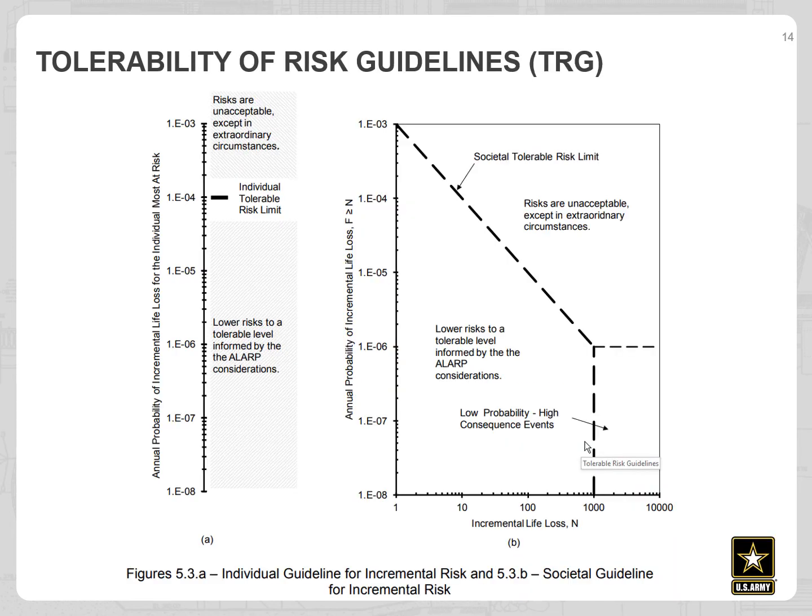Here's a visual example of the tolerability of risk guidelines. On the left are the guidelines associated with individual risk. Individual risk is calculated as the risk associated with the individual who is most at risk of losing their life due to the flooding event. On the right are our societal risk limits. In the next slide, I'm going to show you an example of how projects are assessed using the societal tolerable risk limits.